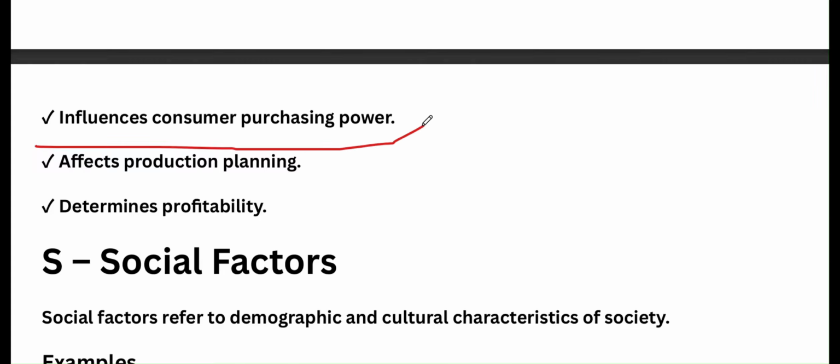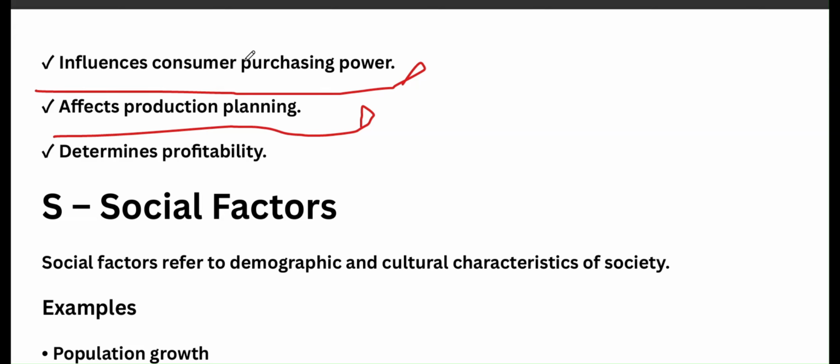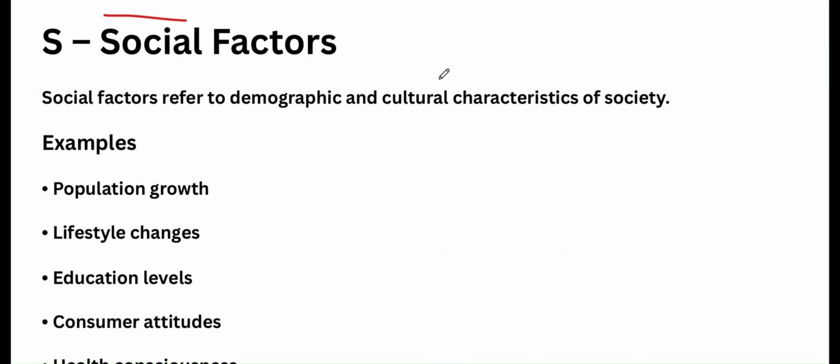Influences the customer's purchasing power. Like if our economy is doing great, like everyone is employed, everyone is having good income, and there is a normal inflation, interest rates are not that high, then what happens? The customers' purchasing power increases, right? They would be purchasing many goods, and thus the demand and supply increases, right? Then affects the production planning, determines the profitability. Okay, so we have finished P. P stands for political. E stands for economy.